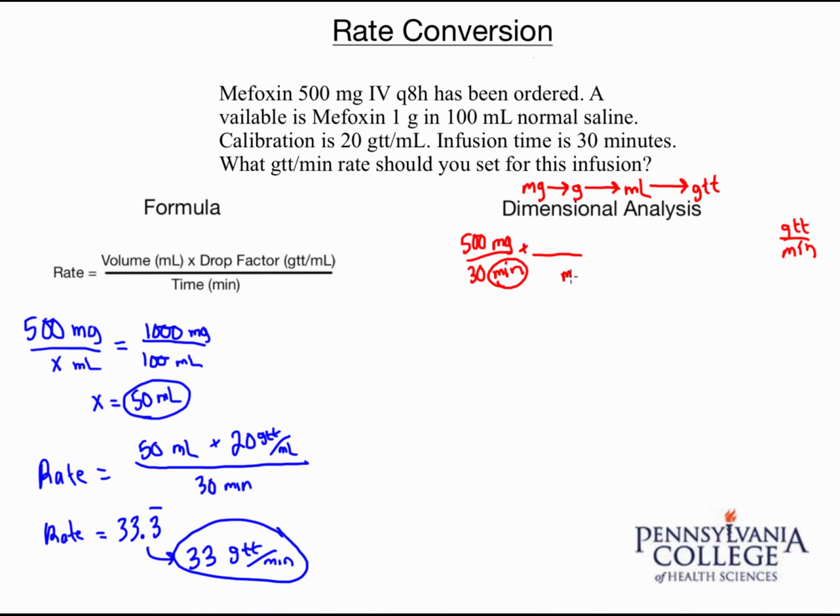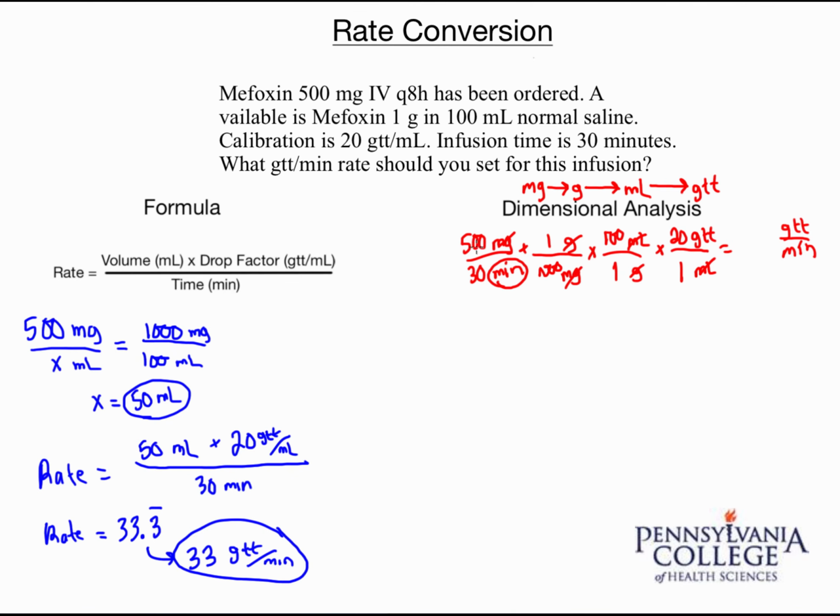For the conversion from milligrams to grams, I know that there are 1,000 milligrams in 1 gram. I can now convert the grams to milliliters, which finds how many milliliters the patient would receive. In this problem, I know the ratio is 1 gram to 100 milliliters. This is not always the conversion factor you'll use, but it's what we're using because that's what is available to us. And then finally, to convert milliliters into drops, I know in this example every 1 milliliter will be 20 drops.